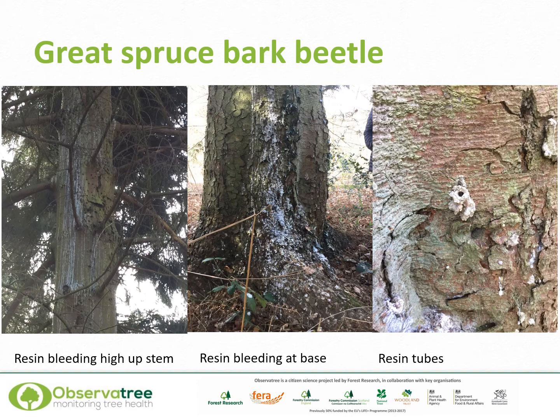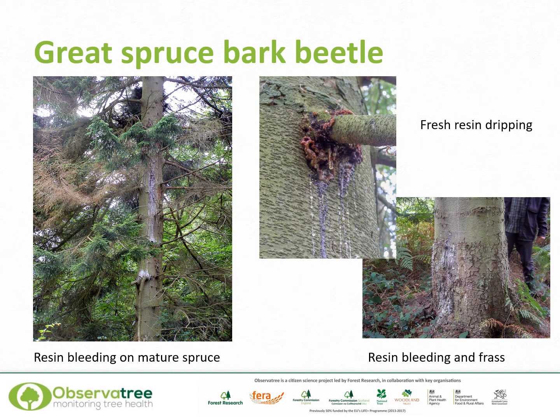In this slide you can see the bleeding can be quite high up in the main stem, or it can be down at the base of the tree. And on the right-hand side are some great pictures of a resin tube. In this slide there's further symptoms of the great spruce bark beetle. This is resin bleeding on a mature spruce, the characteristic resin dripping from beneath a branch, and then resin bleeding and frass at the base of a tree.